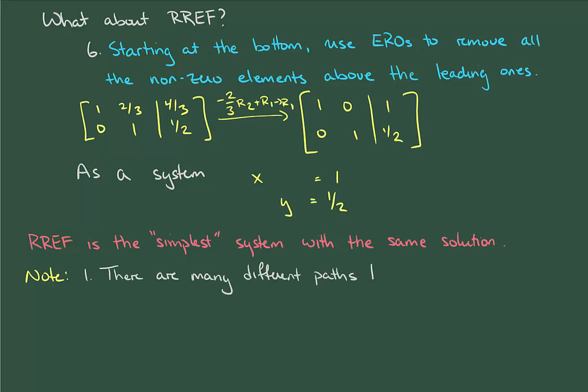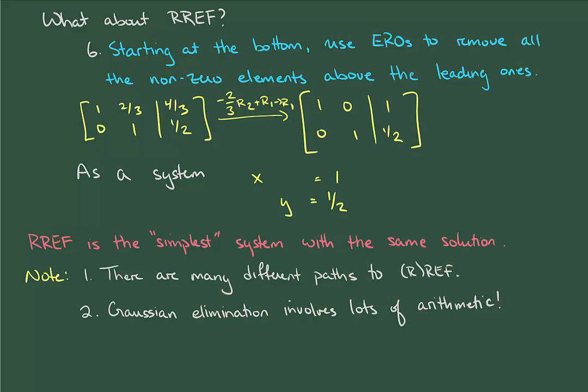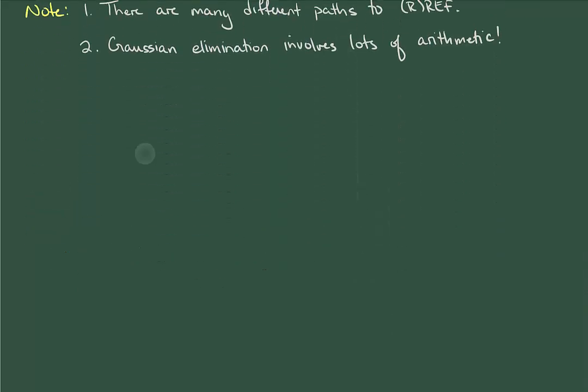Okay, time for some important notes. There are many paths to RREF. Practice will teach you the tricks to choosing the best possible EROs and making your life as easy as possible. And second, Gaussian elimination involves a lot of arithmetic, and so it's really easy to make mistakes. So you want to practice a lot to get good at it.